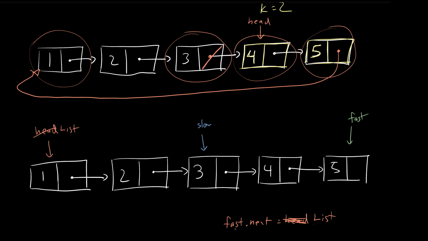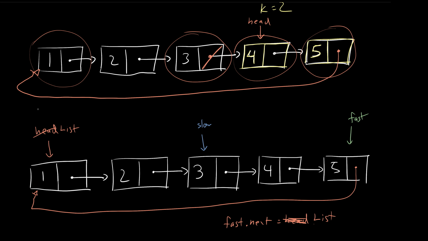So what we can do, fast.next. So fast.next equals list. So we're going to do that. This is what it's going to do, exactly like what we did previously in this example. So we got this, and then next, what should we do?